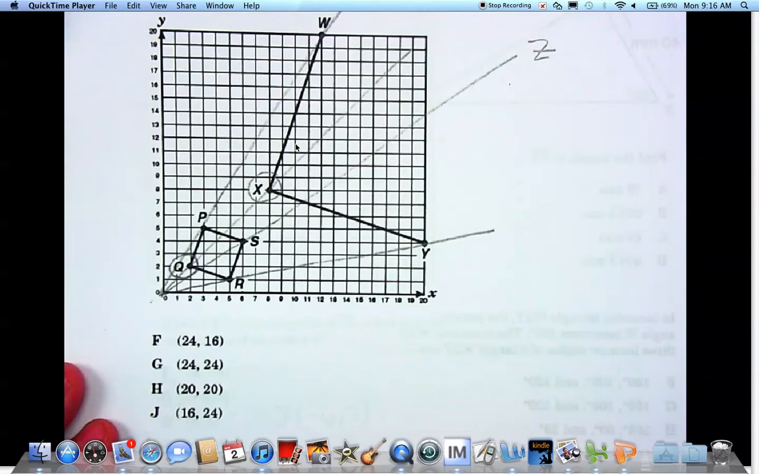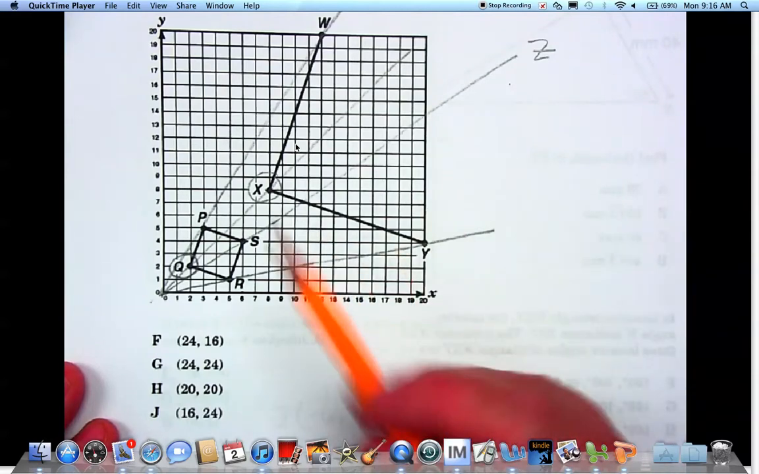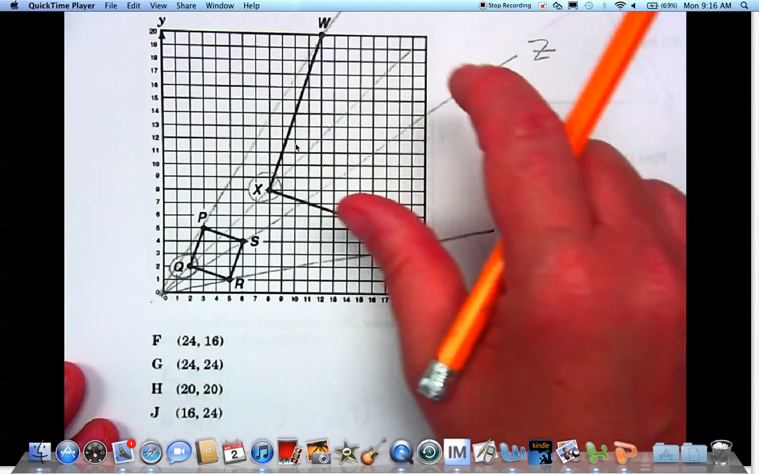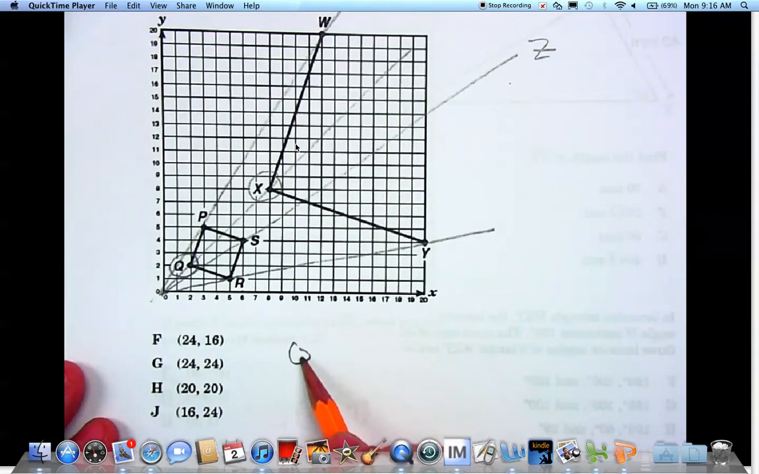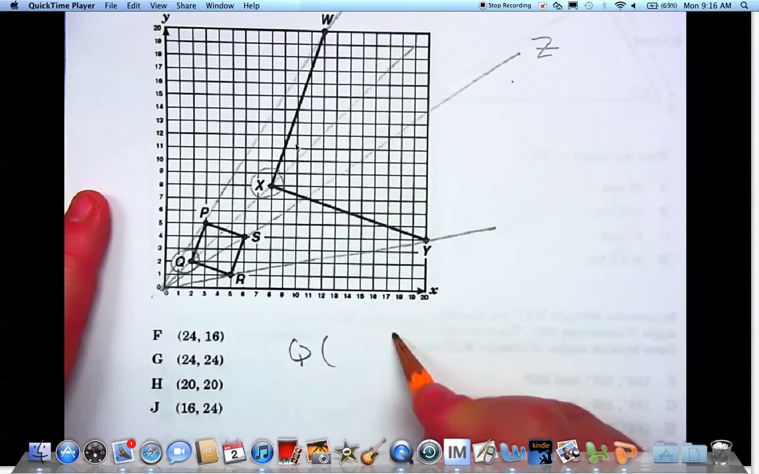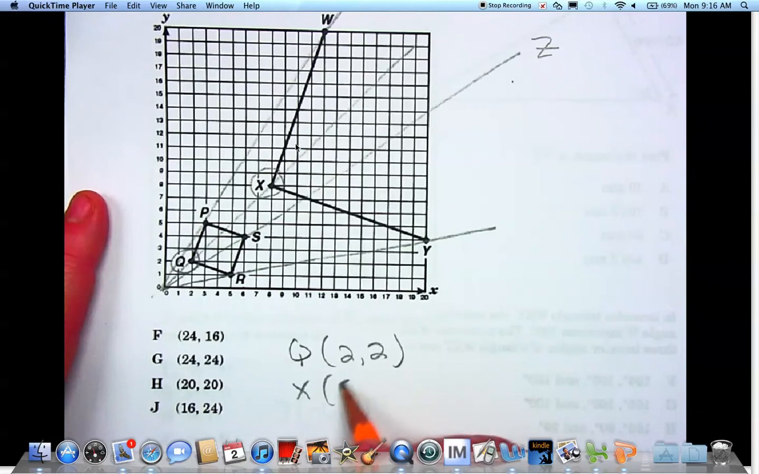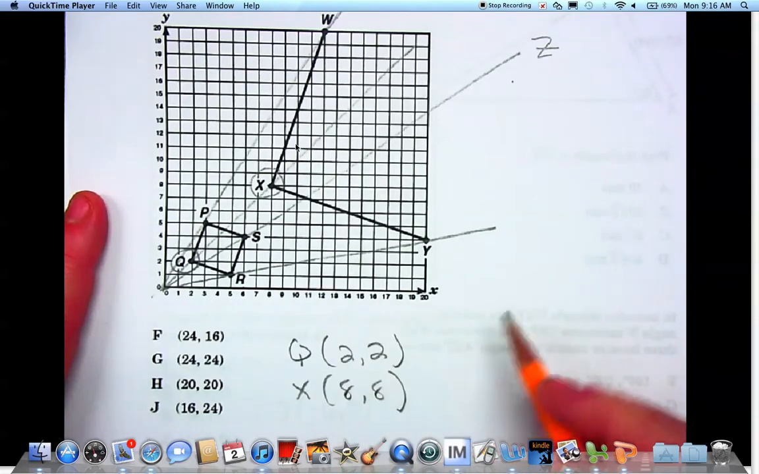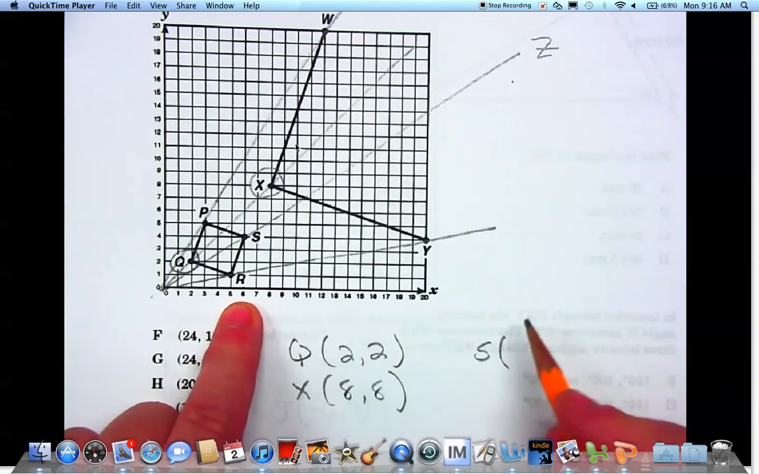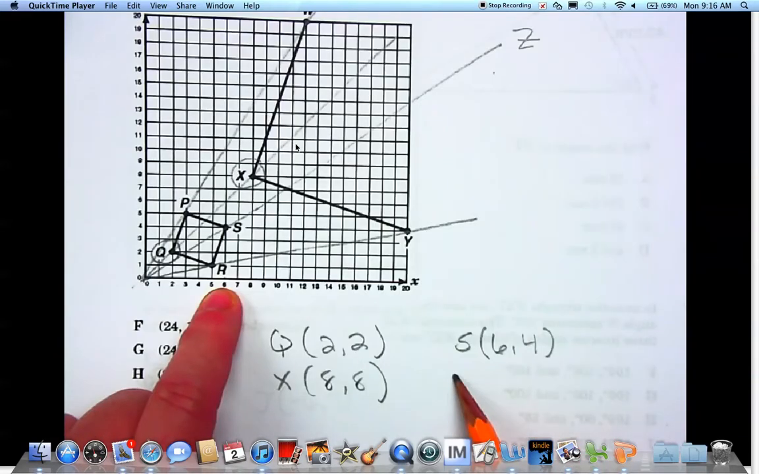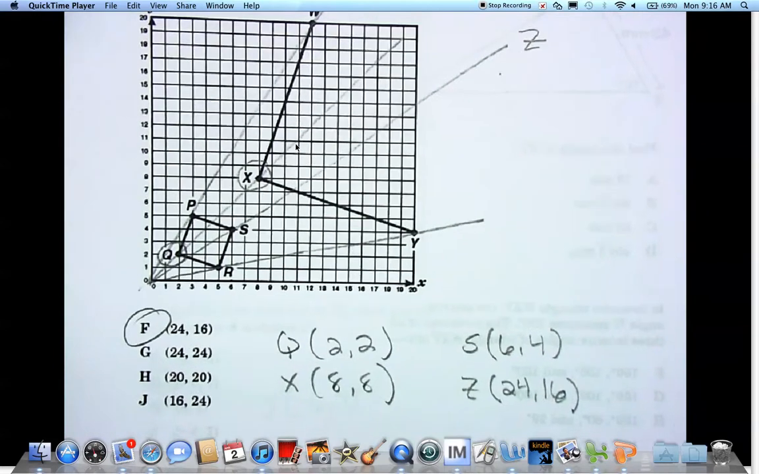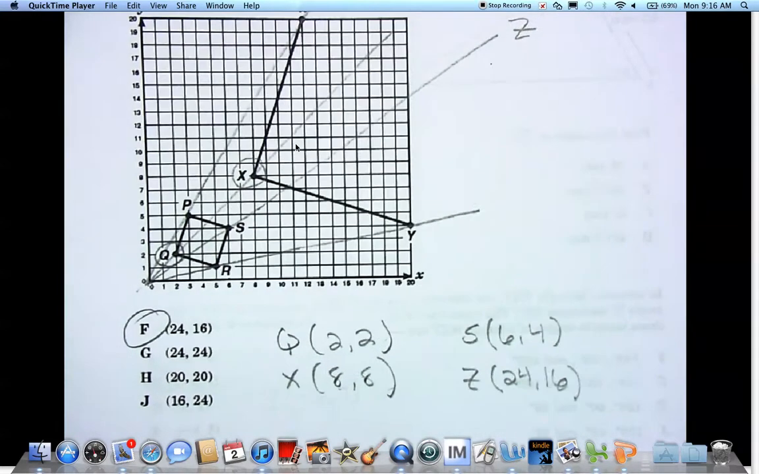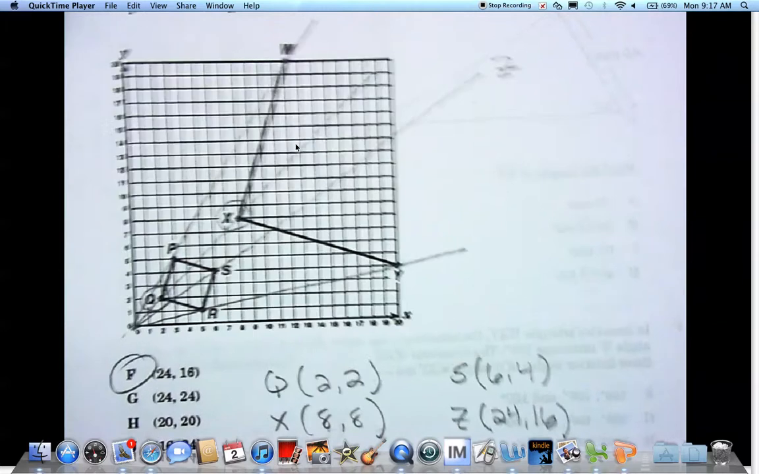So we need to find out what we're multiplying the little one by to get the big one. 4. How'd you get that? Q's points and X's points. The 2, 2 changes to 8, 8, so you're multiplying by 4. So we need point S, 6, 4. You multiply that by 4 to get Z, 24 and 16. I would use R and Y, same thing either way. Everybody okay with that one? All right.